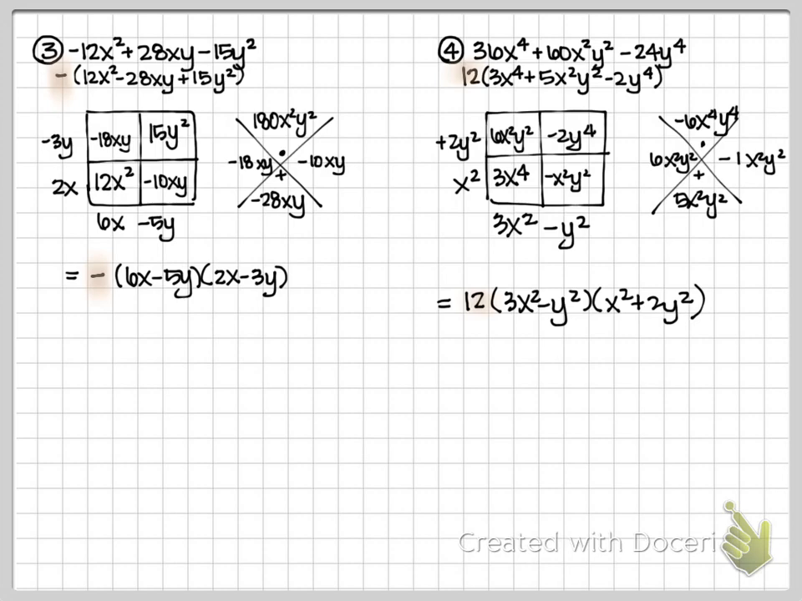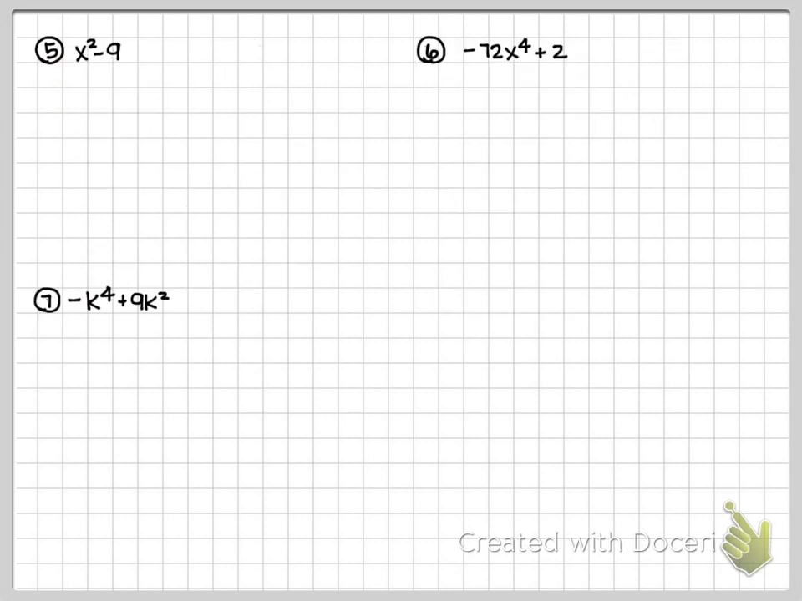Okay, taking a look at it real quickly, there's nothing else that I can do with these factors. The first one, the 3x squared minus y squared, is very close, but not quite. All right, moving on. Okay, now we're back on to the difference of squares that you guys did previously.